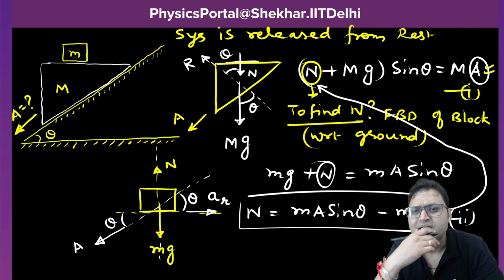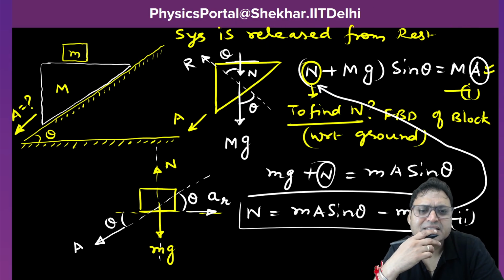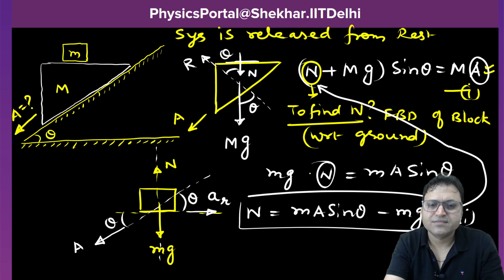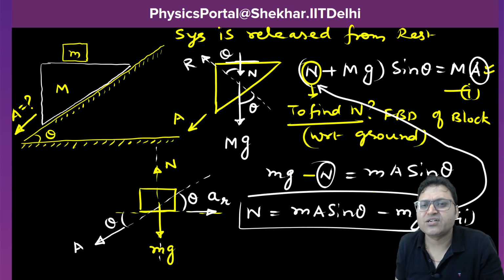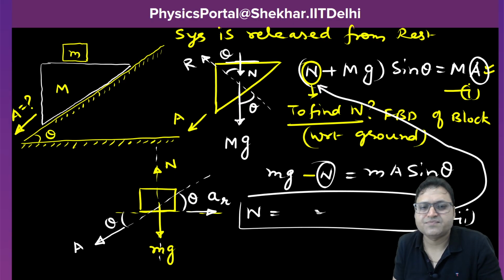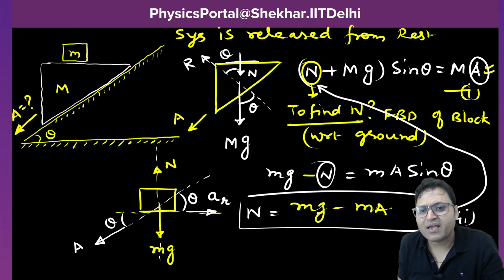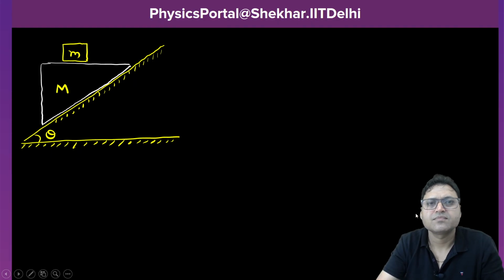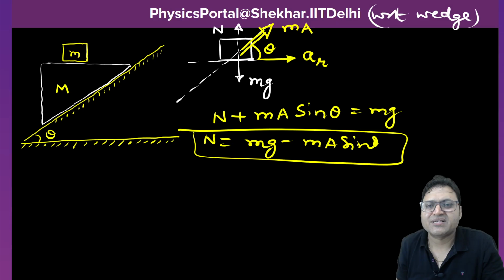Just a second. It should be mg minus N is equal to ma sin theta. So N is equal to mg minus ma sin theta.